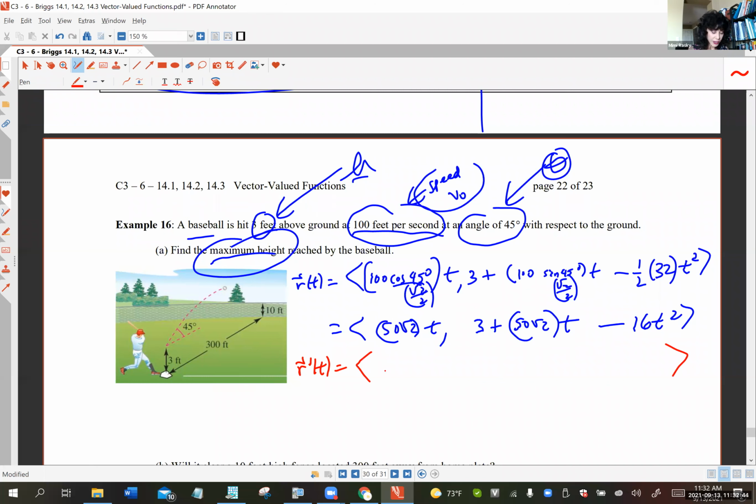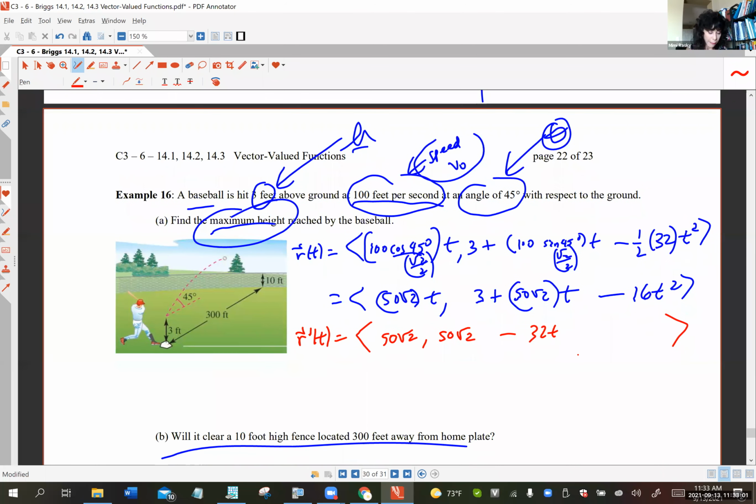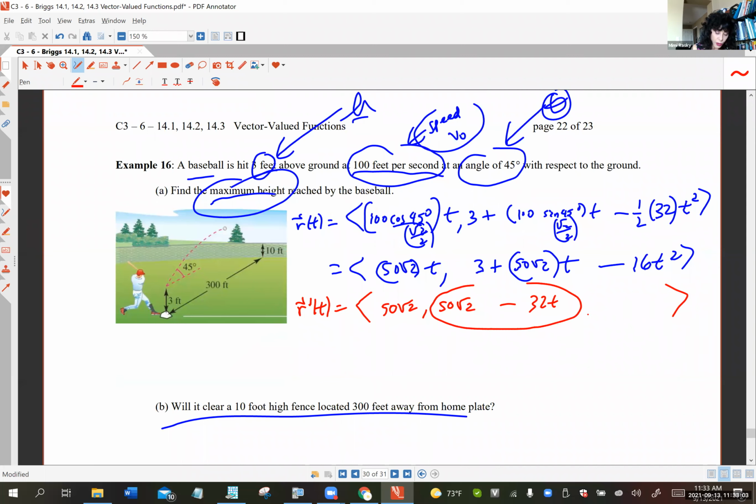So the velocity vector is going to be pretty easy to get. Just take the derivative of the components of position. So I get 50 square root of 2, and then 50 square root of 2 minus 32t. Boom, there's the velocity vector. Now what? You want to force this vertical component to equal 0. So set equal to 0 and solve for t. So you're going 50 square root of 2 minus 32t has to be equal to 0. That has to be true, okay?